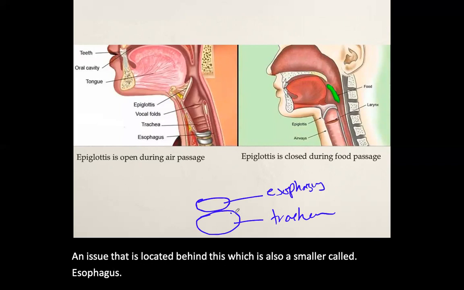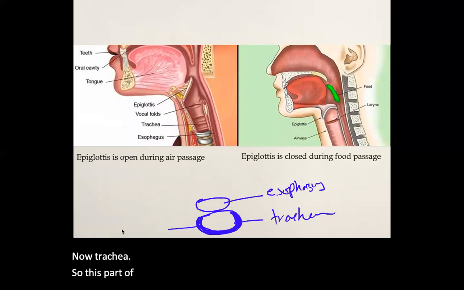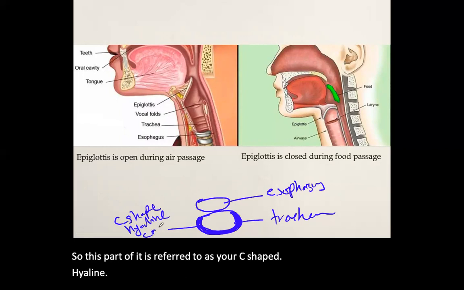Now, the trachea is made up of the front of it. If you highlight it, see how I'm running my finger and it forms a C? So this part of it is referred to as your C-shaped hyaline cartilage.